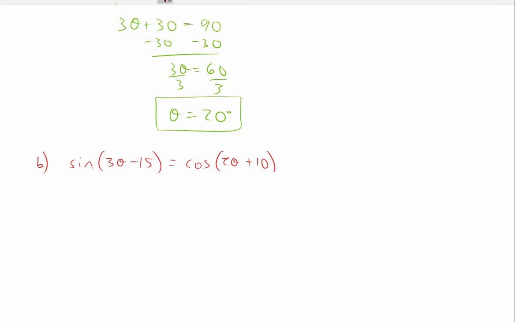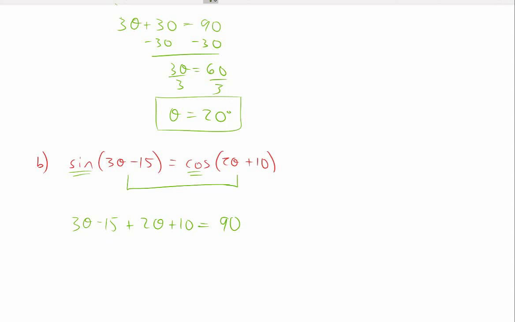All right, so let's see how you did. Hopefully you did well here. Again, we're noticing right away sine and cosine are cofunctions, which means if they're set equal to each other, the angles are complementary. So if we take one angle, 3 theta minus 15, and we add the other angle, 2 theta plus 10, we have to get 90 degrees. 3 theta minus 15 plus 2 theta plus 10 equals 90.